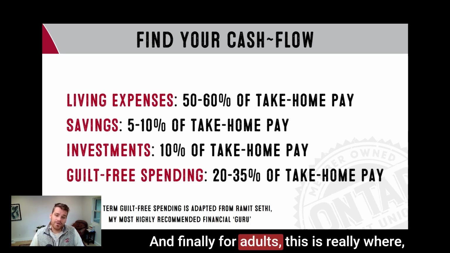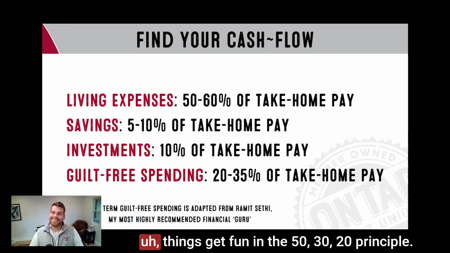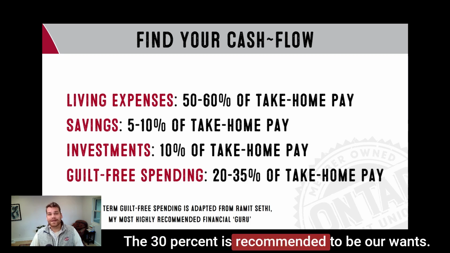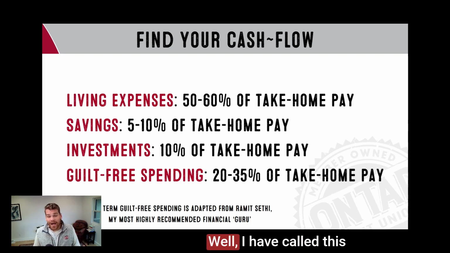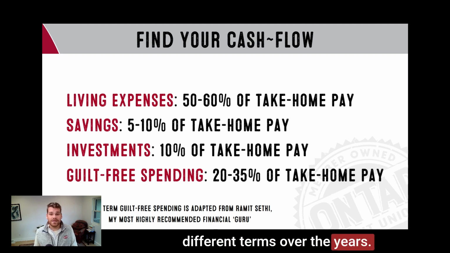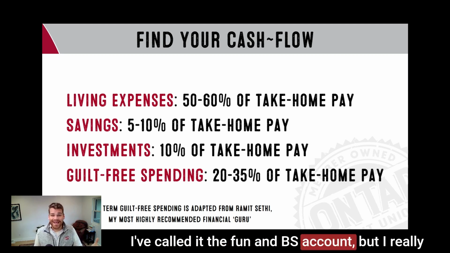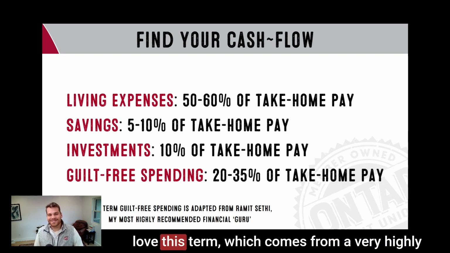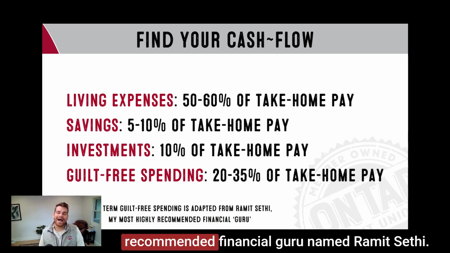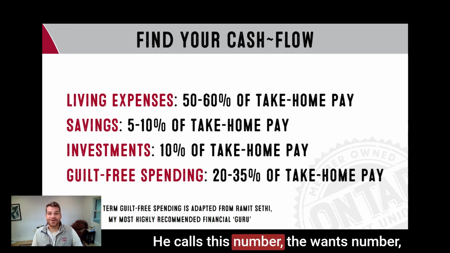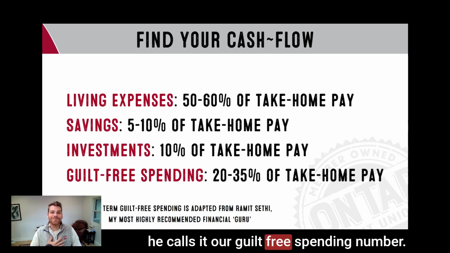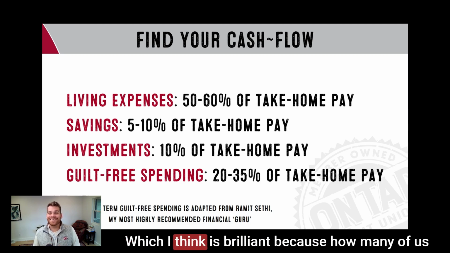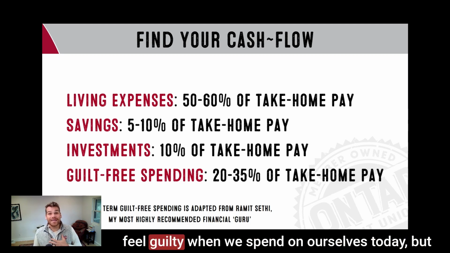And finally, for adults, this is really where things get fun. In the 50-30-20 principle, the 30% is recommended to be our wants. Well, I have called this different terms over the years. I've called it the fun and BS account, but I really love this term, which comes from a very highly recommended financial guru named Ramit Sethi. He calls this number the wants number. He calls it our guilt-free spending number, which I think is brilliant because how many of us feel guilty when we spend on ourselves today?